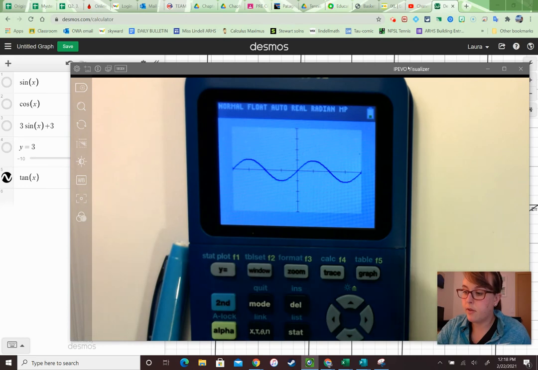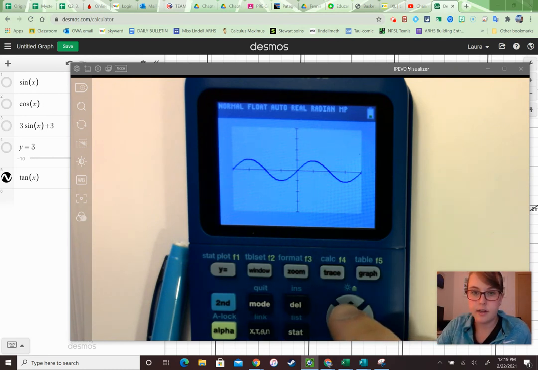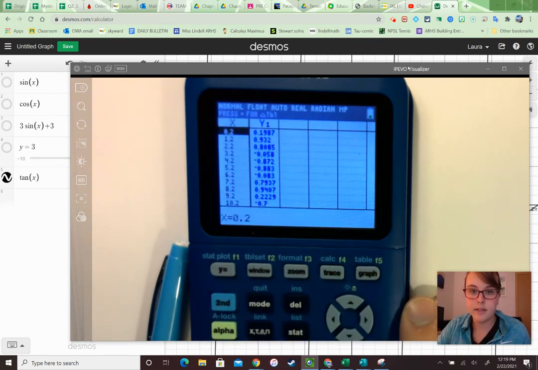It also helps you in the graph section because you know each of these tick marks along the x-axis represents pi over 2. So anyway, that's how you can graph it on a TI calculator. If you hit trace, it tells you different values along the way. If you hit second graph, you can get the table.